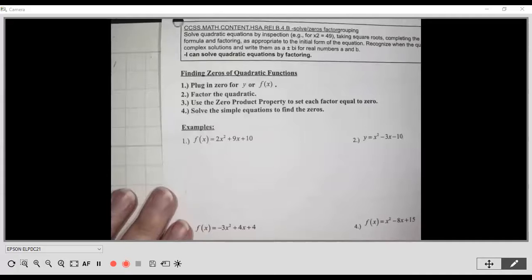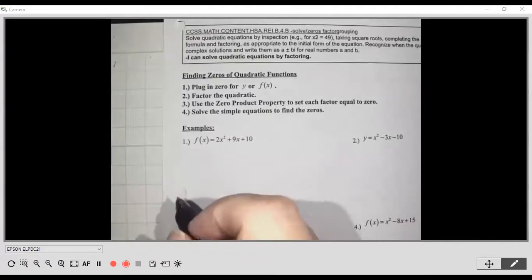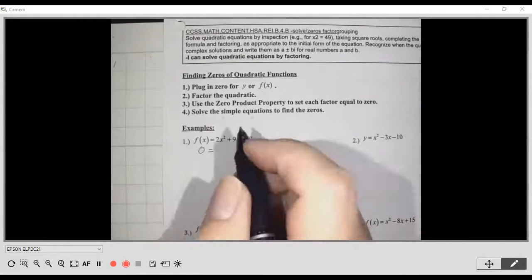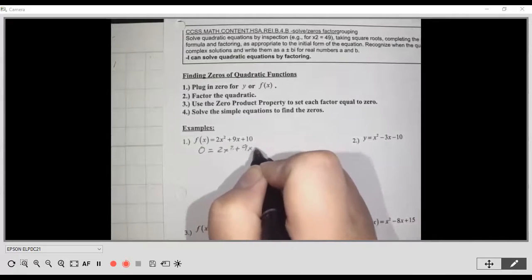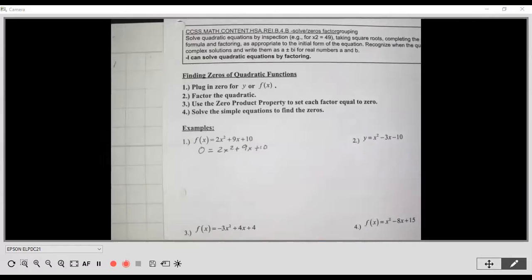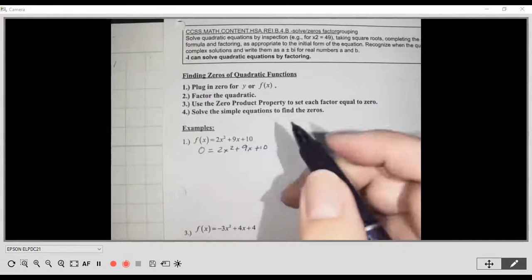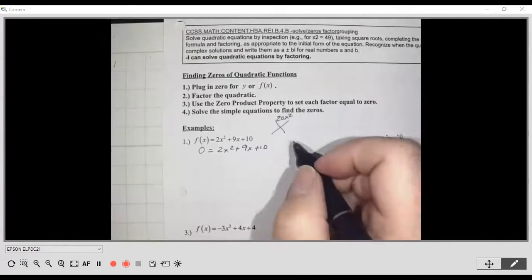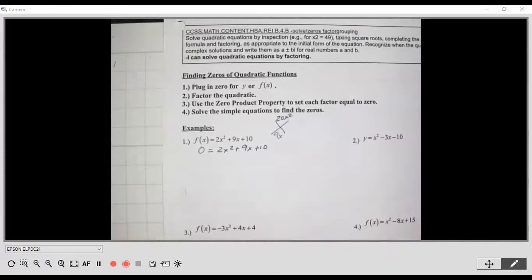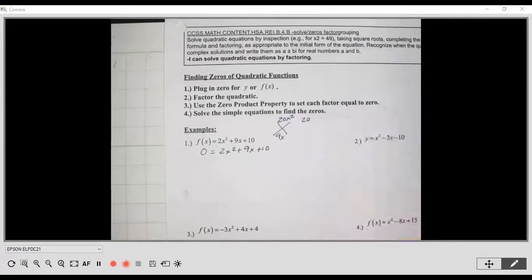So let's look at example 1. We have f of x equals 2x squared plus 9x plus 10. So we'll take the f of x and make that into 0. So we'll have 0 equals 2x squared plus 9x plus 10. Then we'll come over here, 2x squared times 10 will give us 20x squared. And then we'll put our 9x here in the bottom of our factoring x. Then we want to look at the factors of 20x squared.